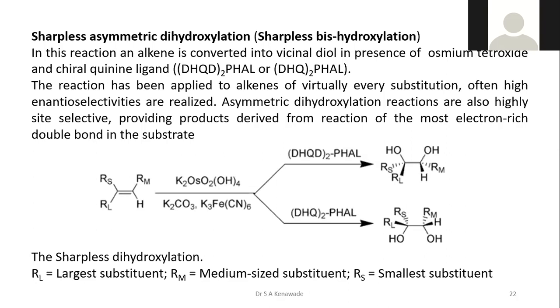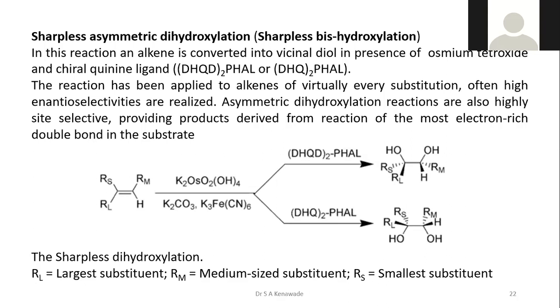In this reaction, an alkene is converted to vicinal diol in the presence of osmium tetroxide and a chiral quinine ligand. And this chiral quinine ligand is used as DHQD2PHAL or DHQ2PHAL. Again, I will be discussing the DHQD2PHAL and DHQ2PHAL in the next slide. In this reaction, in the presence of osmium tetroxide and potassium ferricyanide, the alkene is converted into the vicinal diol.